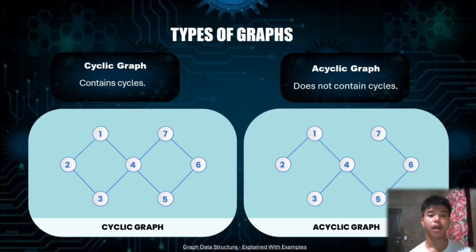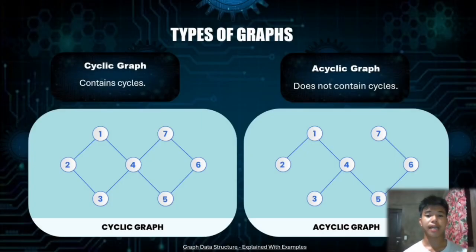And fifth, cyclic graph, which contains a cycle. Cyclic graph real life example: a group of friends where everyone knows each other. You can start at one person and eventually return to the same person. The connection forms a loop. Another example, circular or roundabout routes.